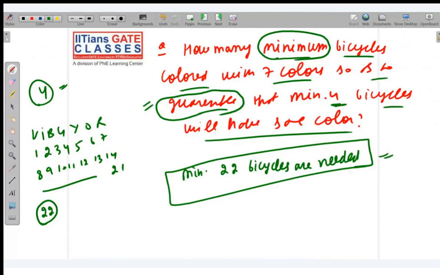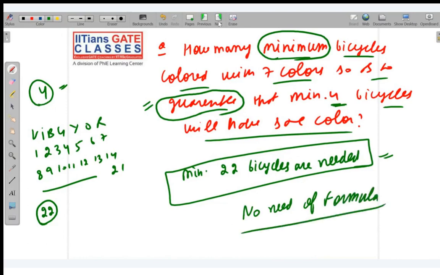So minimum 22 bicycles are needed. We have done it, and I have not applied any formula. No need of formula. Just apply common sense. That is the basic way out. Now let me jump to the next slide.